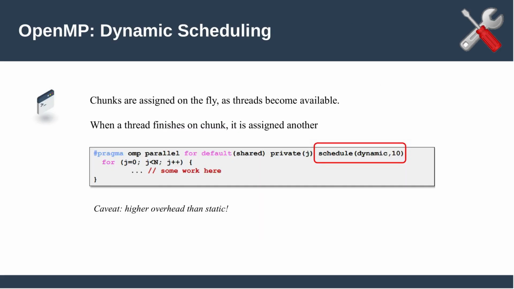Dynamic scheduling in OpenMP assigns chunks to threads as they become available, allowing for better load balancing. Once a thread completes a chunk, it receives another. However, this approach incurs higher overhead compared to static scheduling, as the system must continuously manage and assign tasks dynamically.